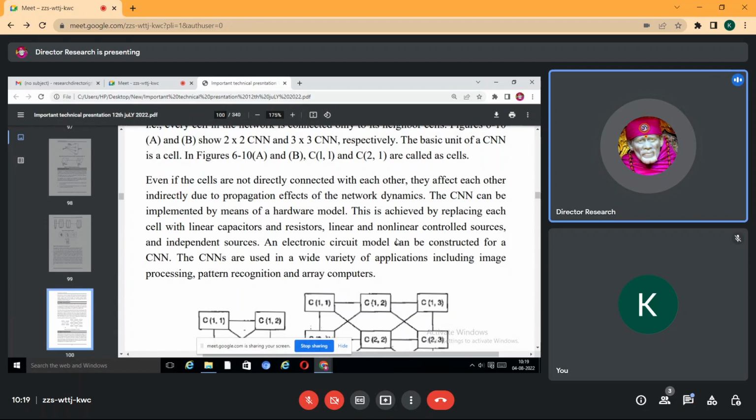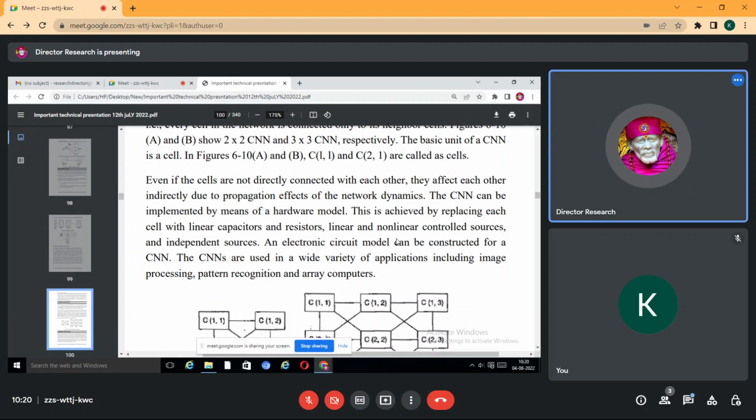The cellular neural network can be implemented by means of a hardware model. That is very important. This is achieved by replacing each cell with linear capacitors and resistors, linear and nonlinear control sources, and independent sources. They are simple passive elements, of course. It is achieved very simply.